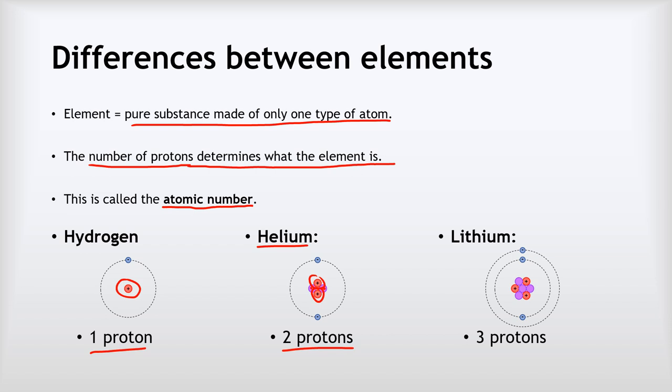Another example, we've got lithium. All atoms of lithium have exactly three protons. If they had less than three protons, they would be helium or hydrogen. And if they had more than three protons, they'd be something else. But if they've got three protons, that would make them lithium. So that's what determines what an element is. It is the number of protons. The question of how we know how many protons they've got is a question for the next slide.